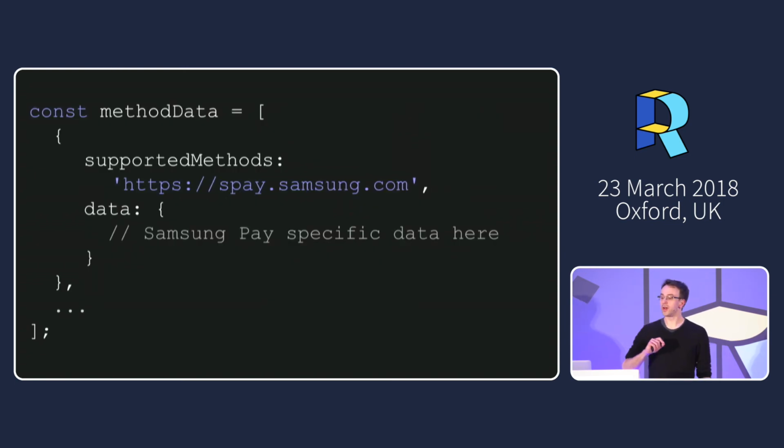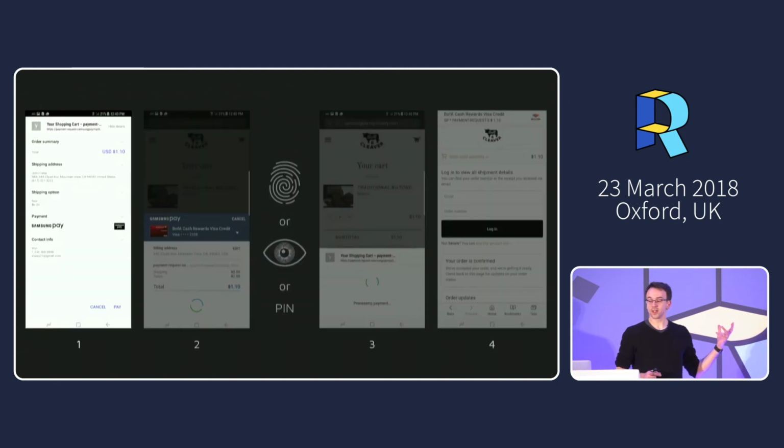We can support those kind of apps by specifying them with their special URL in supported methods. And we can pass any additional data required by that particular payment app in the data property. So for example, with Samsung Pay, which we're now opening up for payment requests starting in the US, we can see that we have the regular payment user interface, but because we've defined Samsung Pay as an additional payment option, we have that as our payment option displayed here.